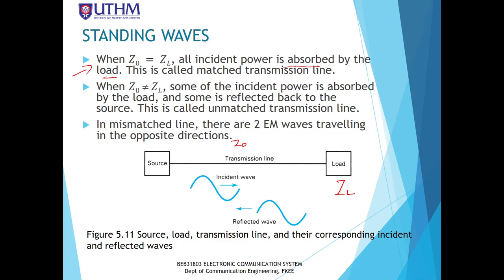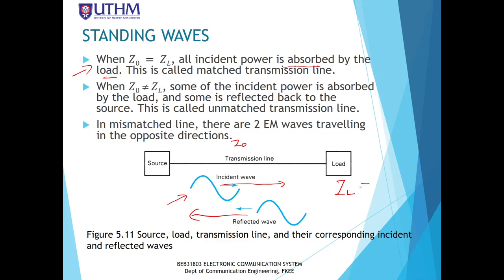Okay, so before that, maybe we should understand incident wave and reflected wave. Incident wave is the wave that travels from source to the load. This is what we call the incident wave. Reflected wave is the wave that travels in the different direction, from load to the source. Okay, reflected wave is the wave that travels back from load to the source. Pantulan sebenarnya.